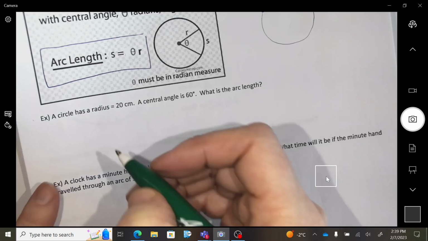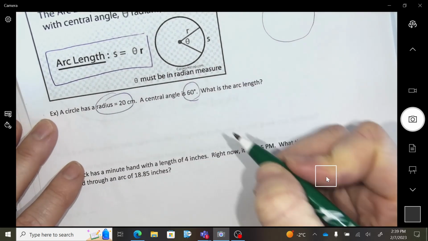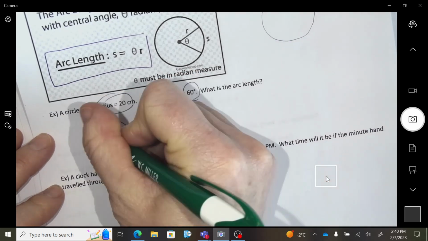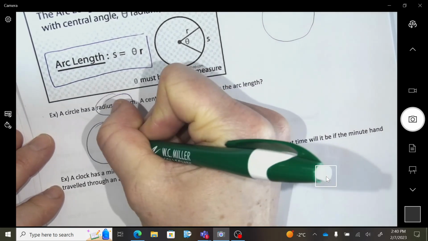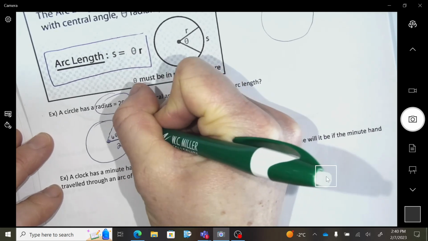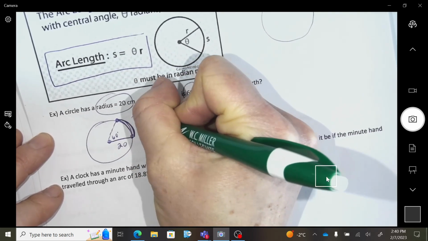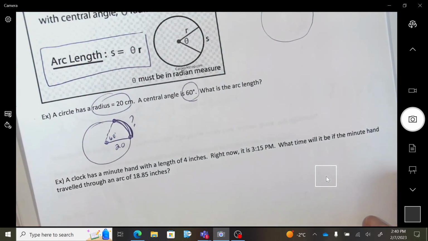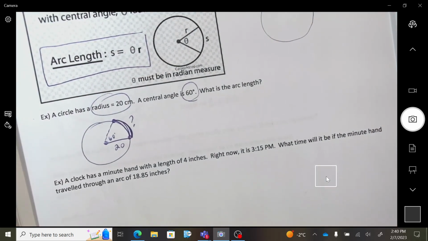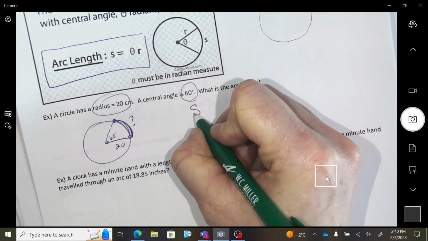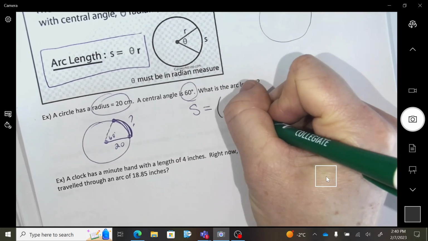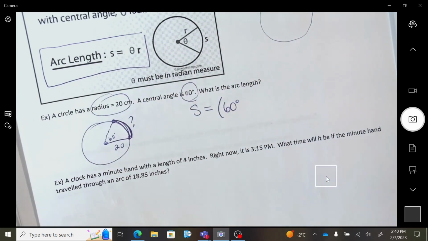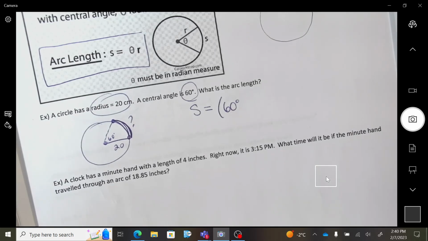Okay, so a circle has a radius of 20 and a central angle of 60 degrees. So what's the arc length? If you need a visual, that's what I'm trying to figure out. What is the distance along that arc if I could measure it with a shoestring? Arc length equals the angle, which is 60 degrees, but I'm not allowed to use degrees. So I'm going to do this right in the formula. I'm going to keep that there.